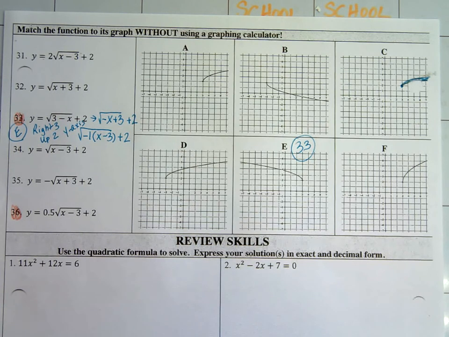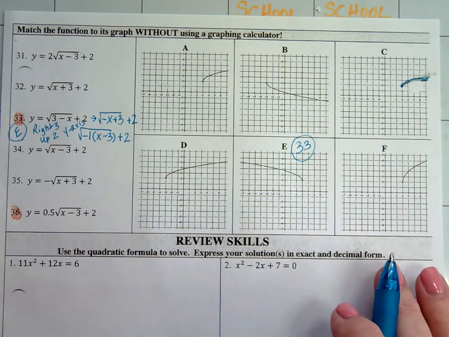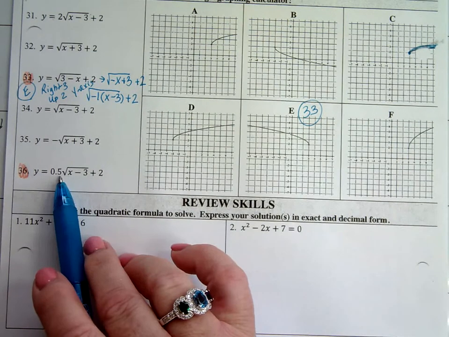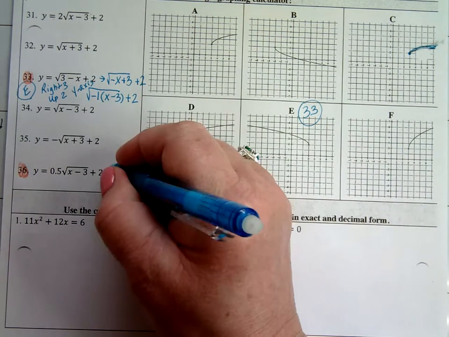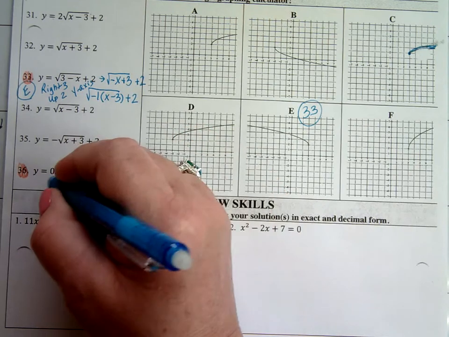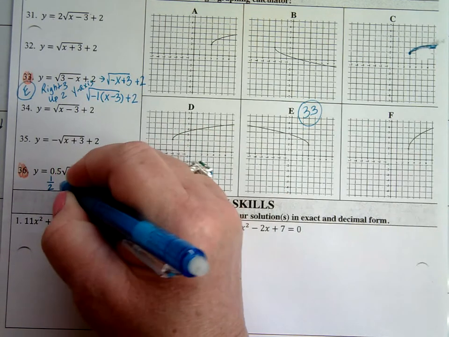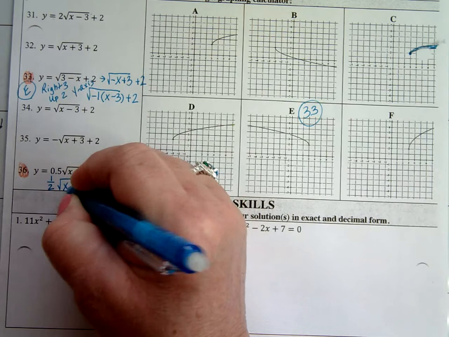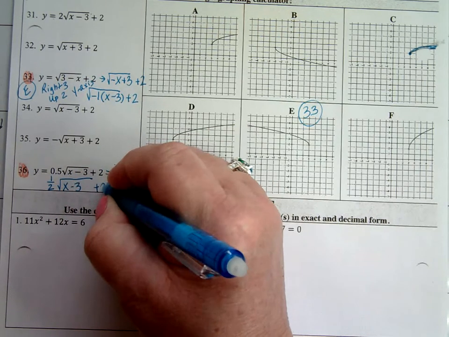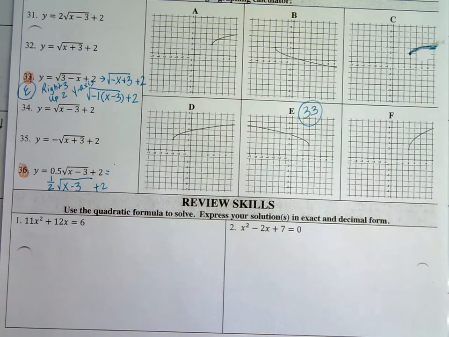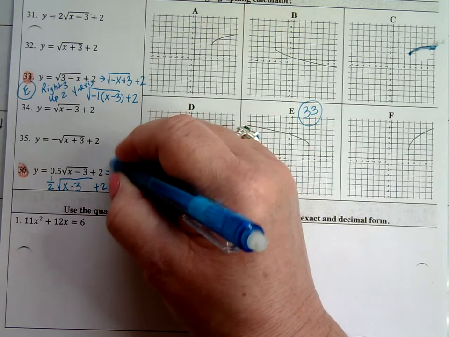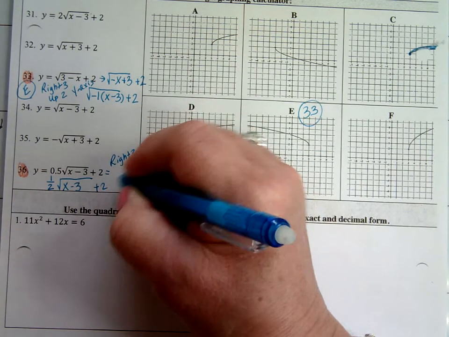All right, then the last one, 36. This one, I thought the 0.5 might be a little bit troublesome, but if you think about that, that's the same thing as 1/2. So I'll put it down here. It's like 1/2 the square root of x minus 3 with a plus 2 at the end. Think about what that does. The 3 again is a right 3. The plus 2 is an up 2.